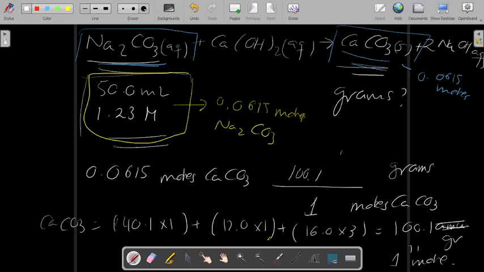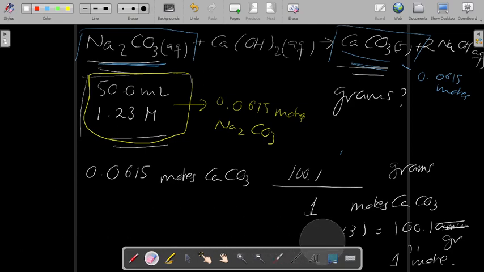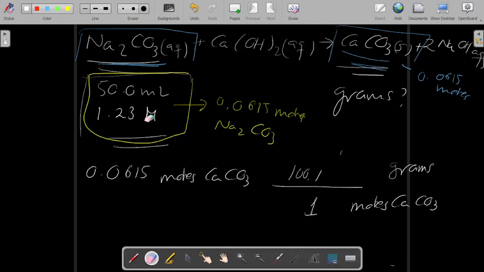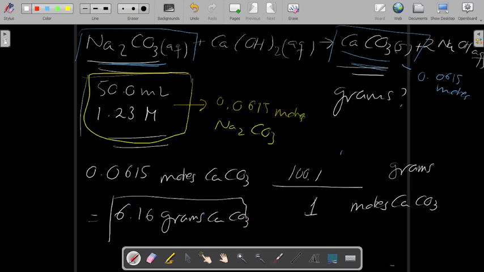And let's see. Let's erase this part so I have some space to write down the answer. When I put everything in my calculator, I find that I actually produce 6.16 grams of calcium carbonate, and that is my answer. So remember to put it in a little square so I can see the answer, that you got the answer correctly when you do all of these on your own. Okay, so this is the first section of this example.